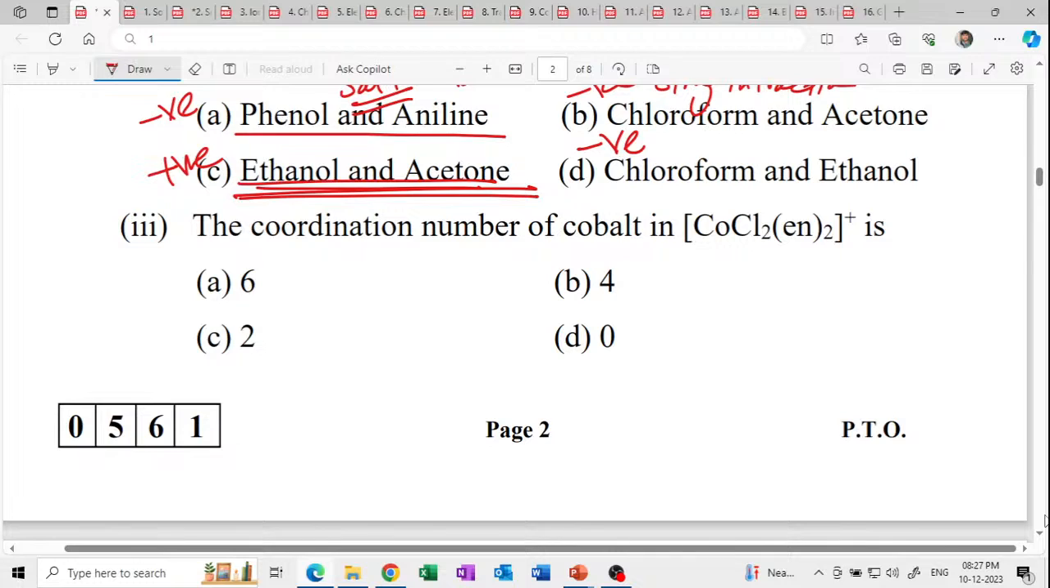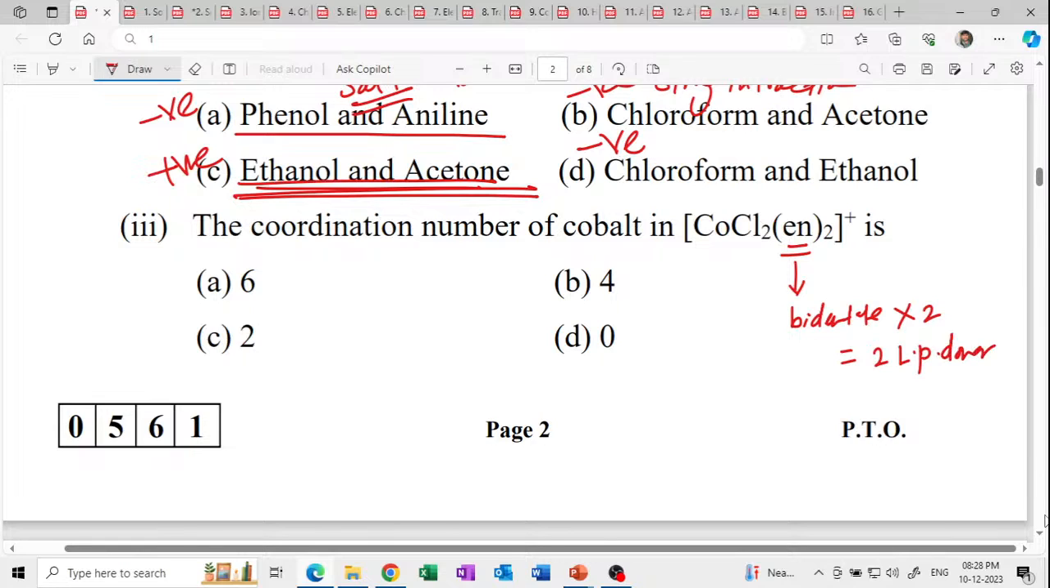What is the coordination number of cobalt in [CoCl2(en)2]? En is ethylenediamine, which is a bidentate ligand. Each bidentate ligand has 2 electron pair donors, so each en has 2 lone pairs to donate.